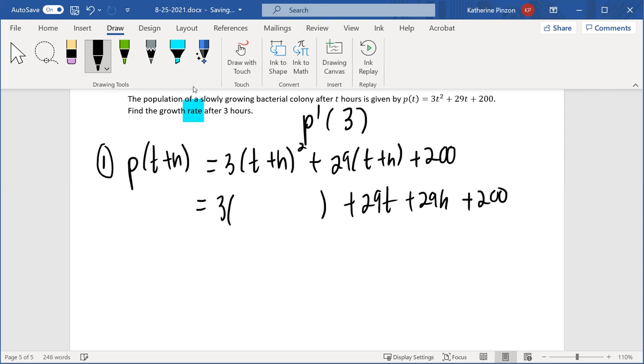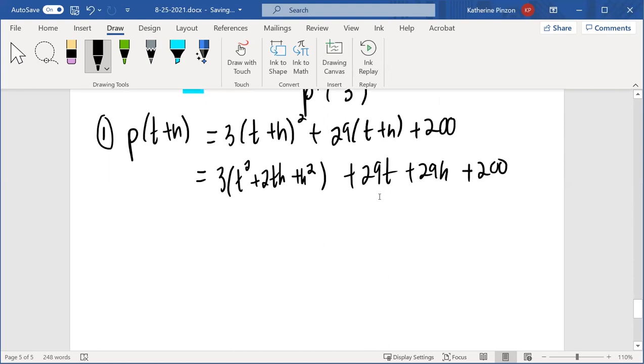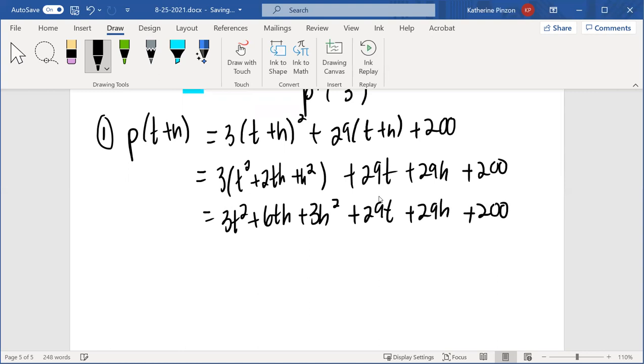Okay, I have to do t plus h squared. When I do t plus h squared, I'm going to get t squared plus 2th plus h squared, because I'm going to do t times t, t times h, h times t, h times h. Okay, I'm going to distribute the 3. 6th, 3h squared, 29t, 29h, 200.